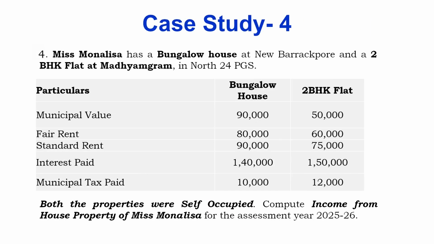Here, Miss Mona Lisa has a bungalow house at New Barakpur and a 2 BHK flat at Modhamgram in North 24 Parganas. The details of the properties are shown in the picture. Here, both the properties were self-occupied. Now we have to compute income from house property of Miss Mona Lisa for the assessment year 2025-26. Let's see the tax consequences over here.